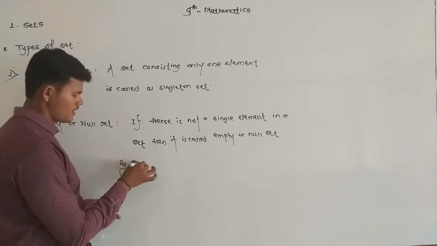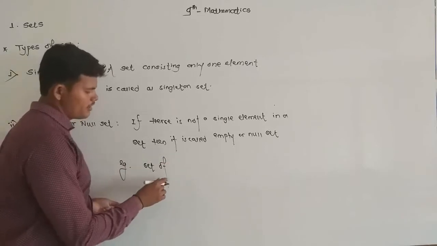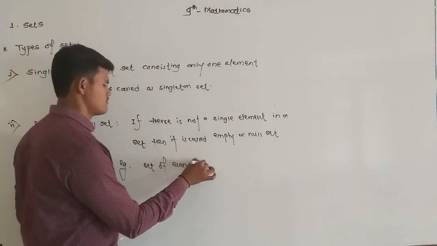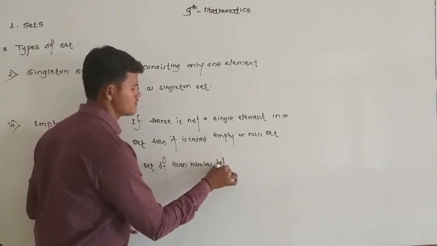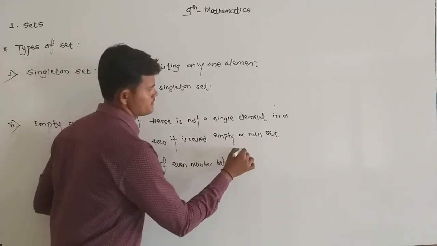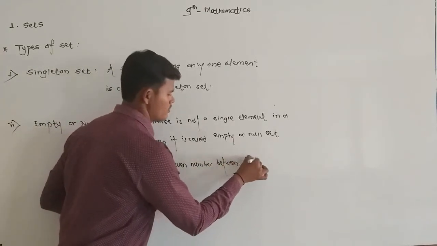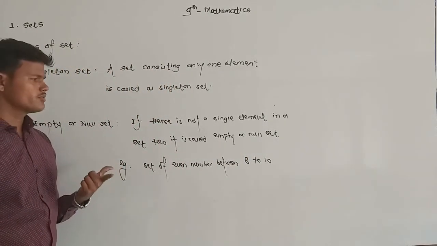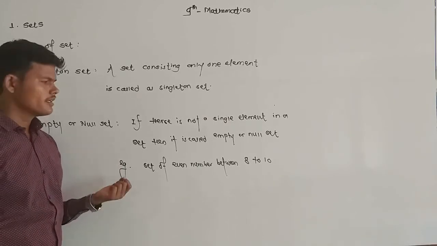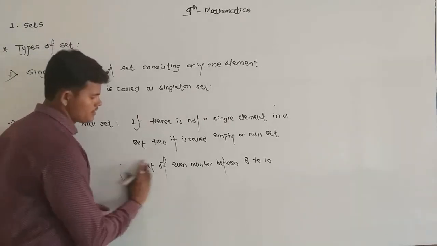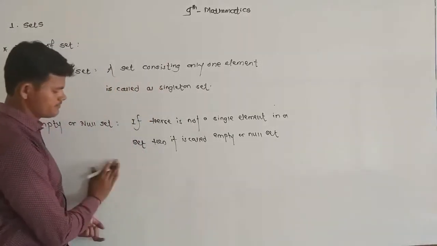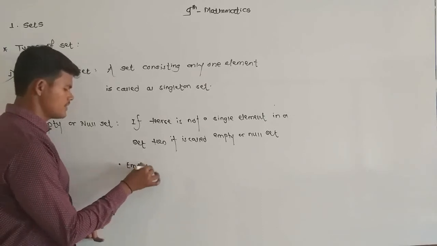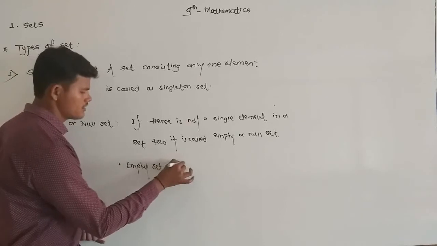For example, set of even numbers between 8 to 10. How many even numbers are there in between 8 to 10? There is not a single element in the set. That means it is an empty set or null set.